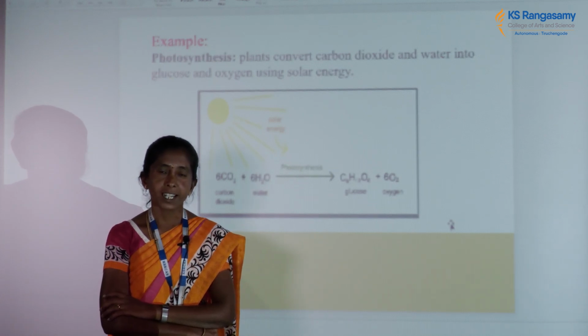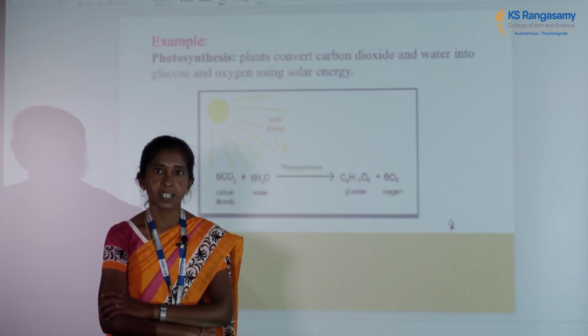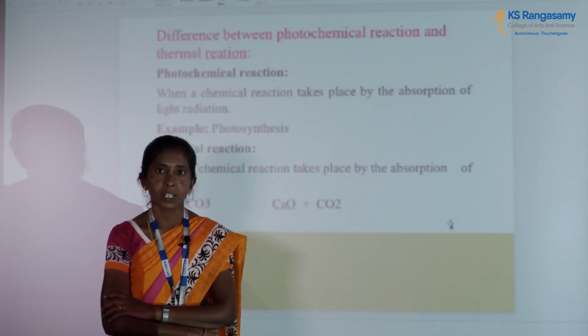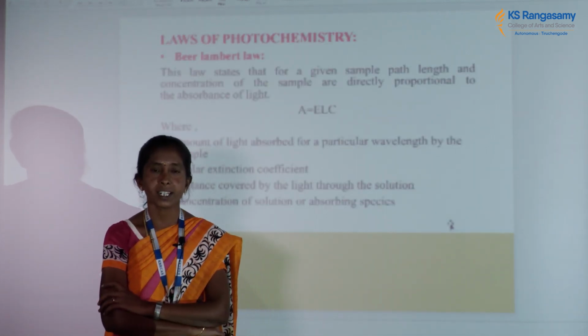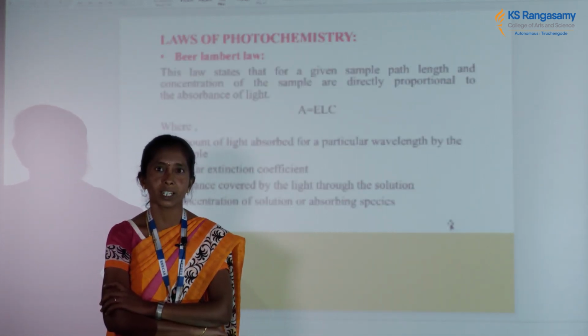Another one is the thermal reaction. This reaction takes place by the absorption of heat energy. An example of a thermal reaction is calcium carbonate at 1000 degrees Celsius forming carbon dioxide and carbon monoxide molecules. Here thermal energy is supplied for this reaction. And the second topic is the laws of photochemistry. There are 5 types of laws used in photochemical reactions.